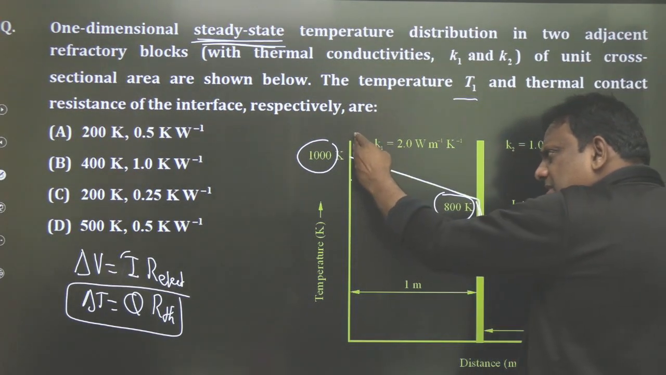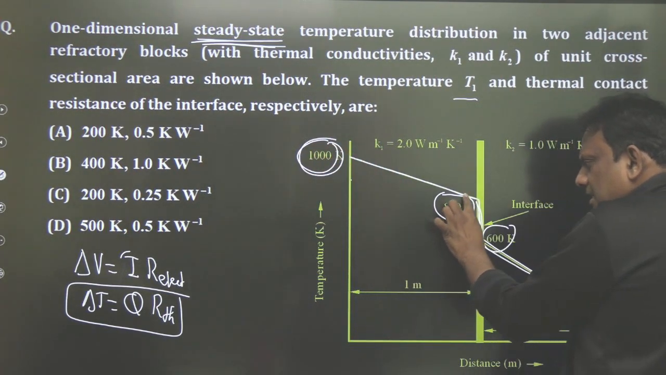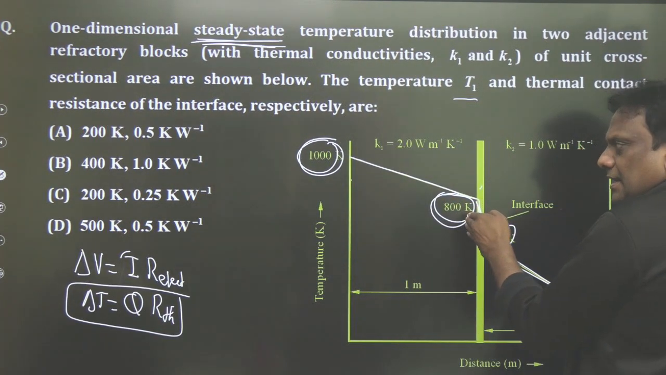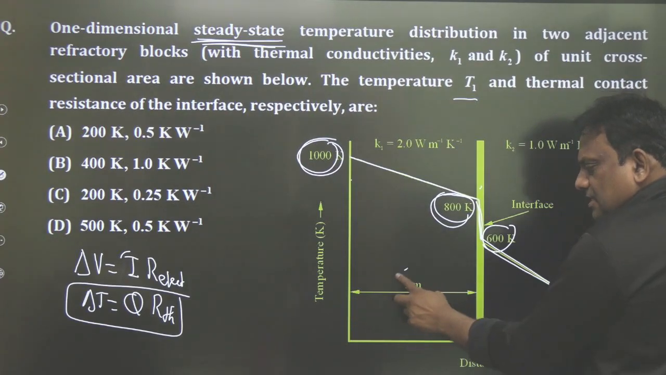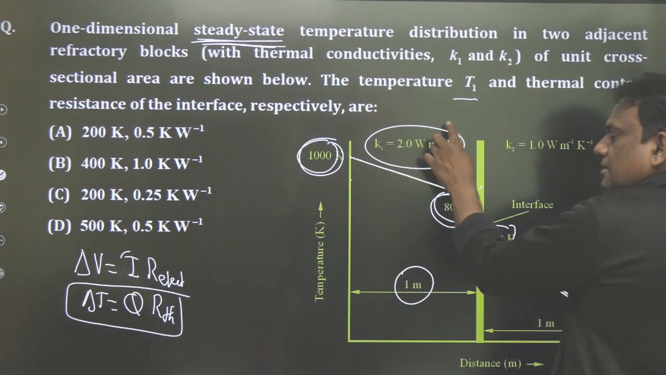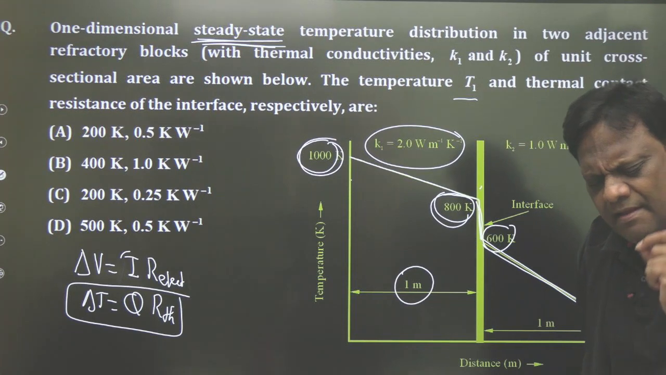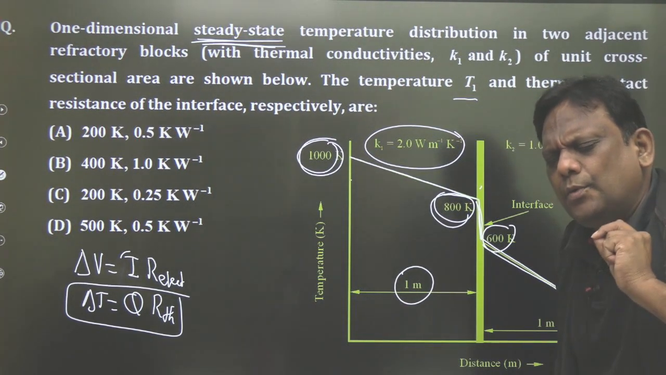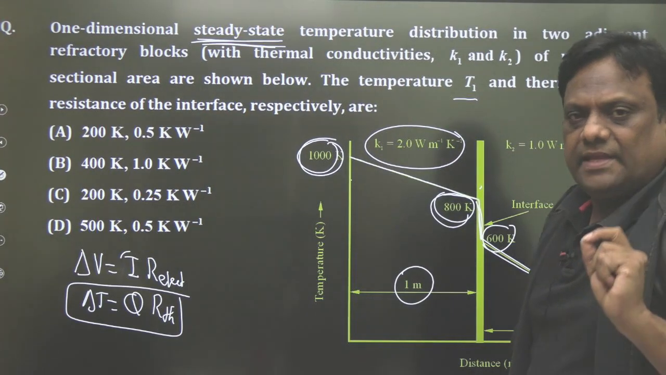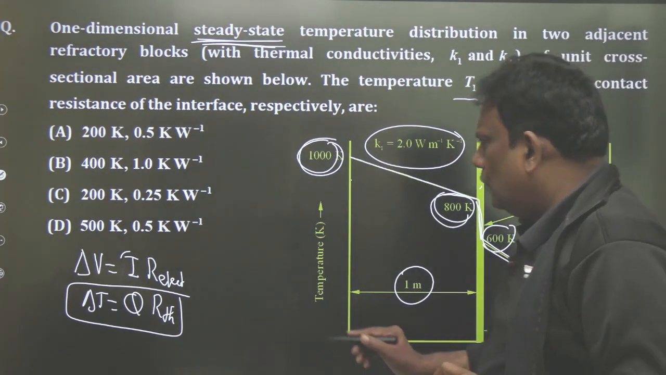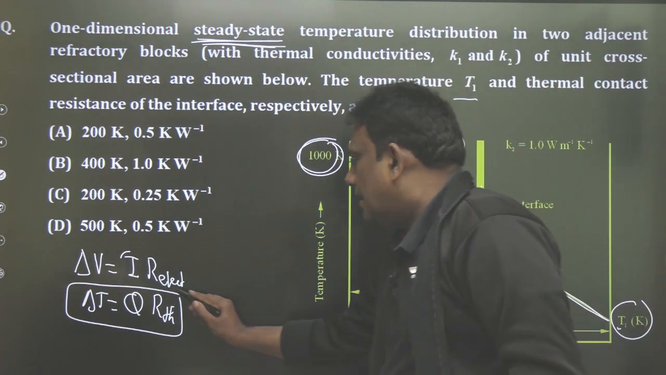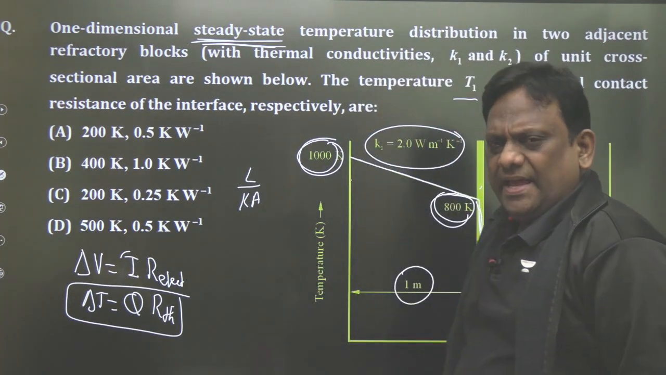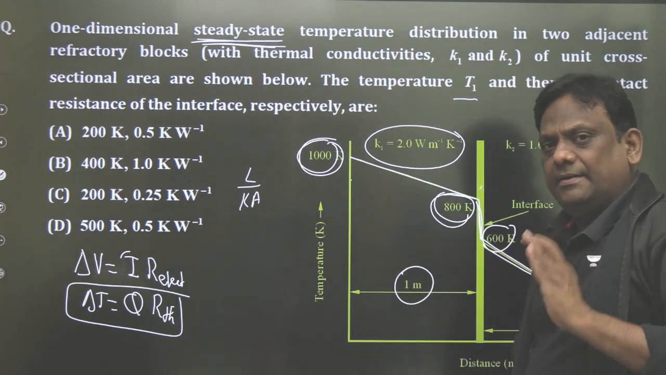Now you may be wondering, sir, why are you applying between these two sections? Because this temperature is known to me as 1000, and this side is 800. I know the thickness of this, which is 1 meter, and I know the thermal conductivity. Now you may be asking, sir, what is the area? Whenever the area is not given, and it is not possible to calculate, we always calculate per unit area, that is for 1 meter square area. And you know, for a plane slab, the thermal resistance is given by L by Ka.